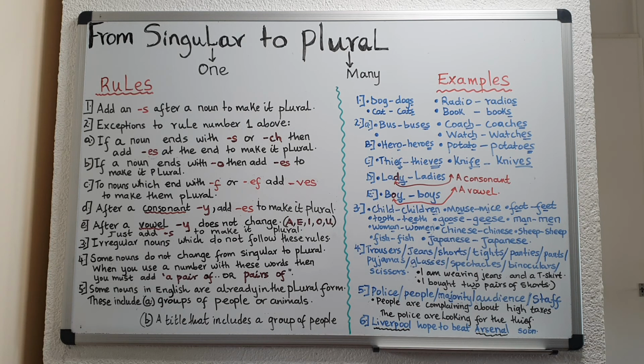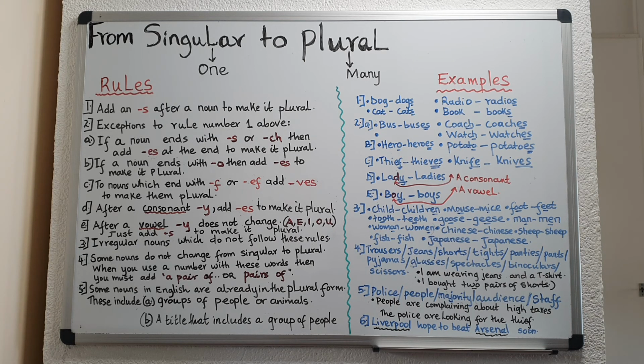Okay, then let's move on to the last rule. Some nouns in English are already in the plural form, okay? These include groups of people or animals. So there are certain nouns in English which already are in the plural form. You don't need to change them at all. And they include groups of people or animals, okay?